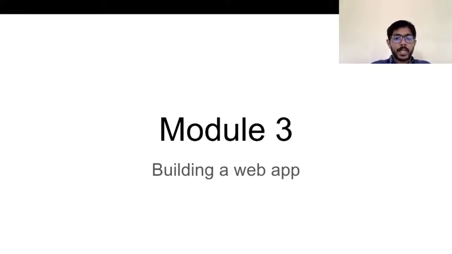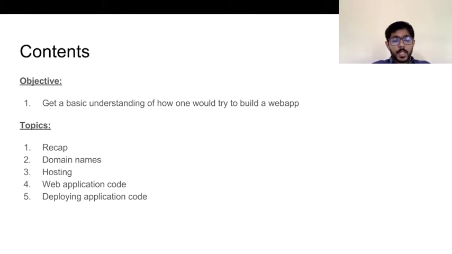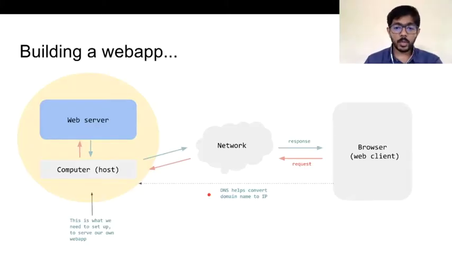We're going to talk about building a web app. The main objective in this course is to get a basic understanding of how one would even try to build a web app. Let's do a quick recap of what we covered in the last module.